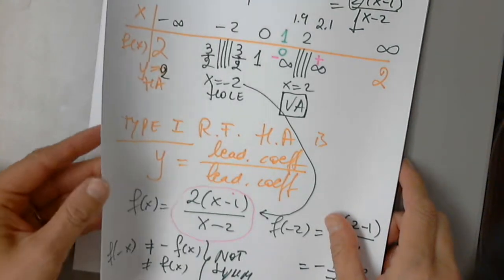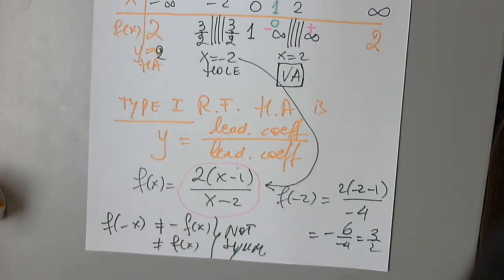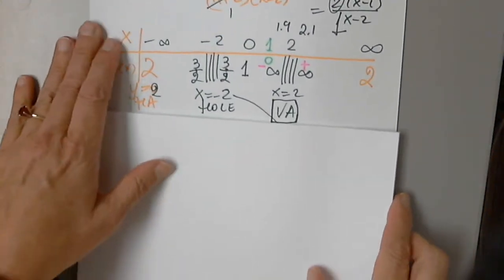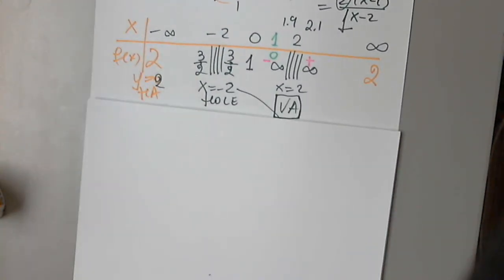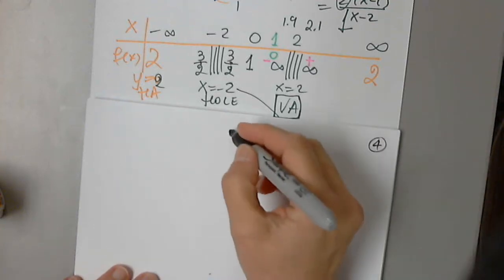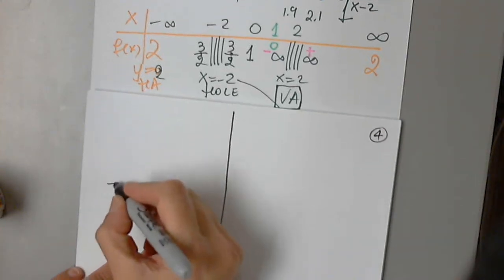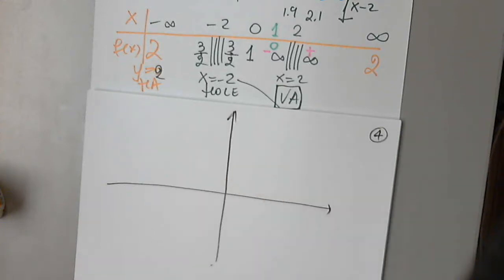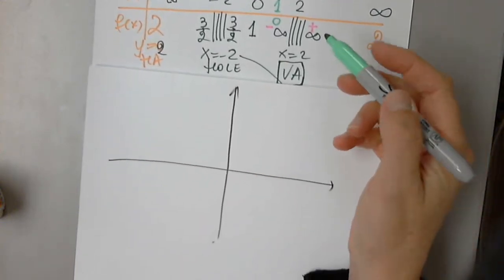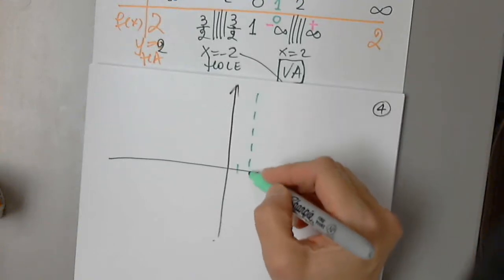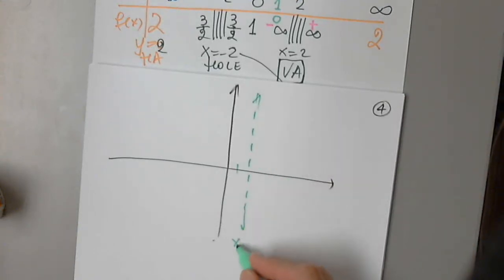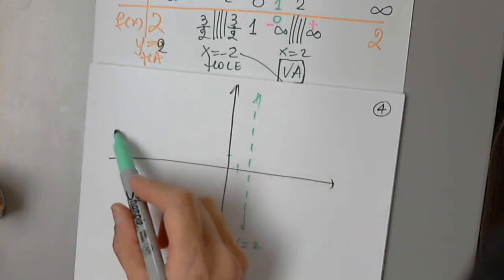We don't need anything except the table. Everything else is redundant right now. The table tells us what to graph. When we graph functions with asymptotes, we must graph the asymptotes first. That's the first requirement. So x equals 2, and y equals 2.